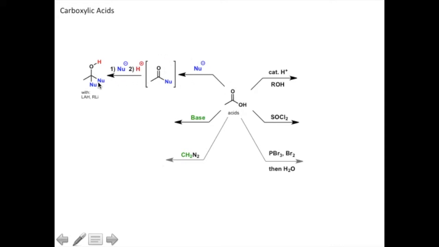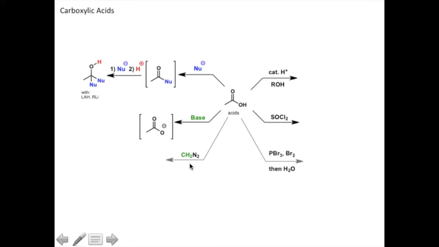So LAH reduces acids all the way to primary alcohols. Also, organolithium compounds not only deprotonate over here, but then they keep adding twice and result in tertiary alcohols. That's a rare process, though. I think most of the time you mostly see it with LAH, reacting with acids twice. Now, bases deprotonate acids. Rather than deprotonating next to the carbonyl from a carbon, they deprotonate the oxygen because you form a stable carboxylate.